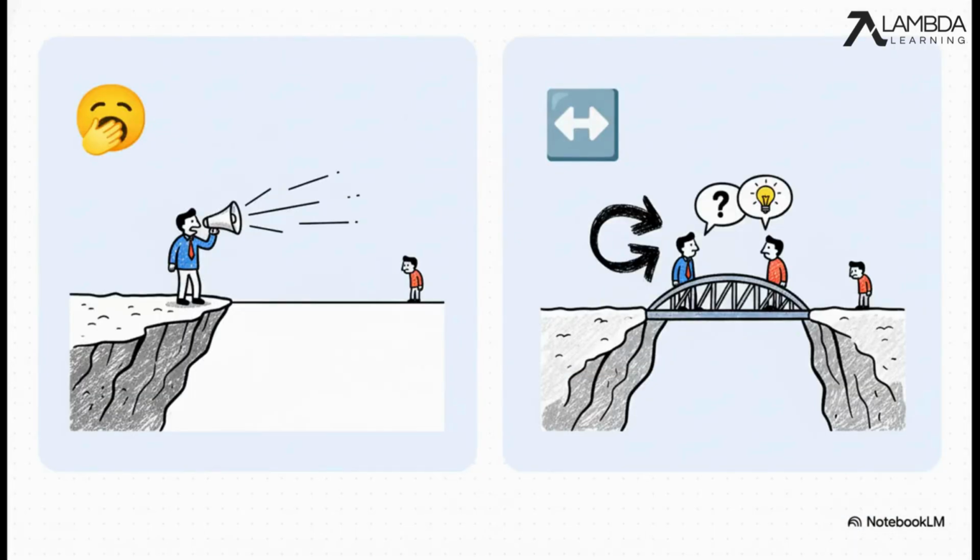And this right here really shows the difference. Over on the left, you've got that classic information dump, which just leads to passive clicking. But on the right, that's a two-way bridge. That's all about active engagement and getting feedback in the moment. That's the goal, right? And that's what we're going to build today.